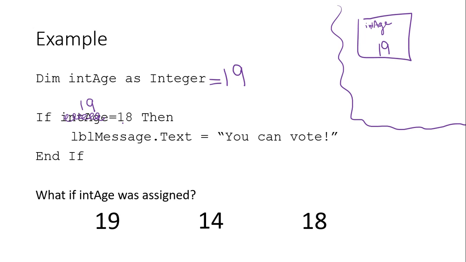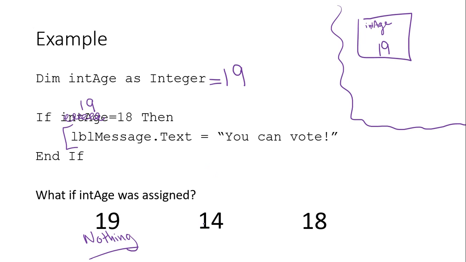No, right? 19 is definitely not equal to 18. So this right here will not run. This has to be a true statement for this to happen. So what is going to be displayed? Nothing. Nothing will be displayed here. That label, lblMessage.text, is going to be empty. There's not going to be anything in that label.